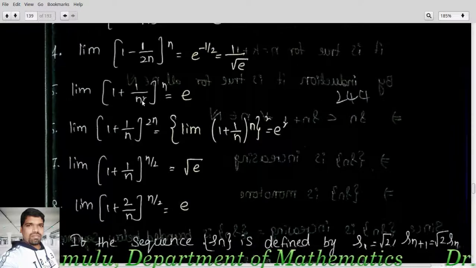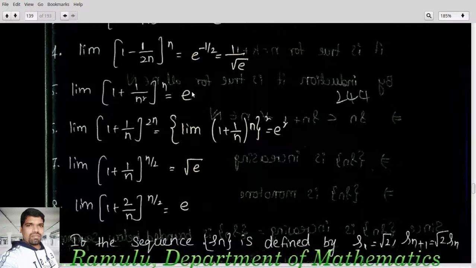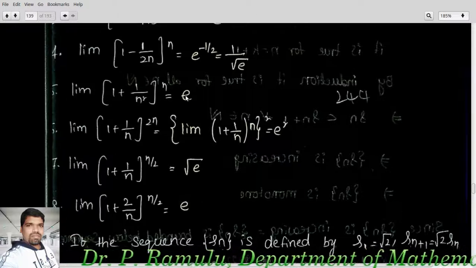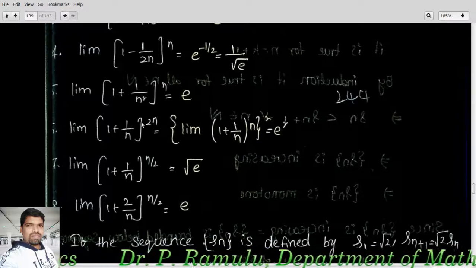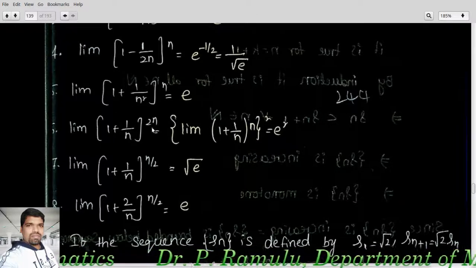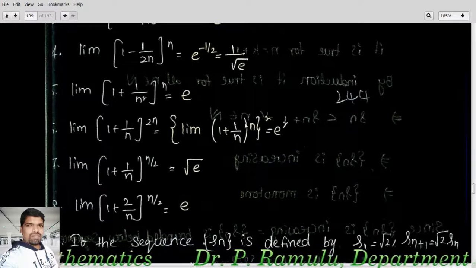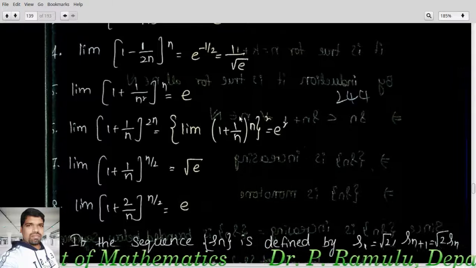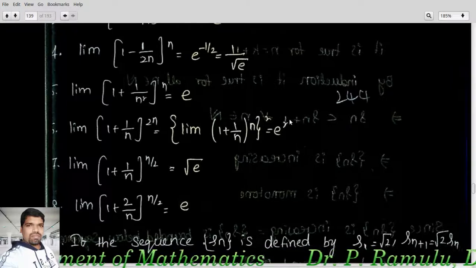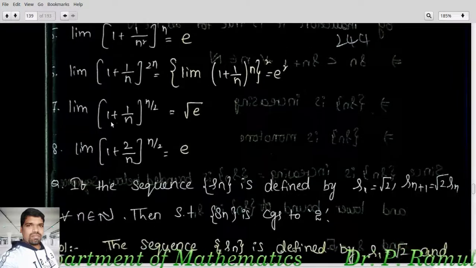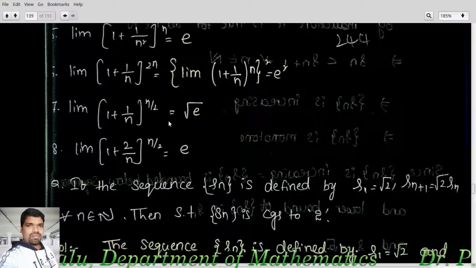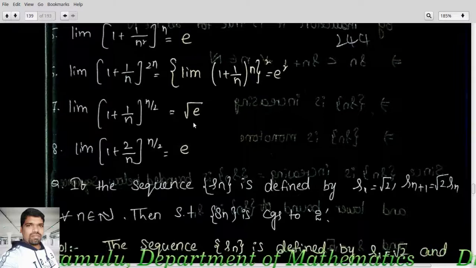Limit of (1 plus 1 by n square) whole power n is equal to e. Limit of (1 plus 1 by n) whole power 2n equals limit of (1 plus 1 by n) whole power n, whole squared, so e square is there. Limit of (1 plus 1 by n) whole power n by 2 is equal to root e.